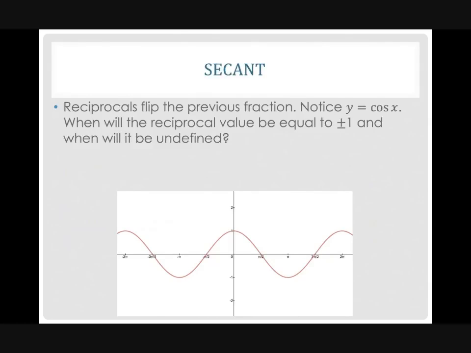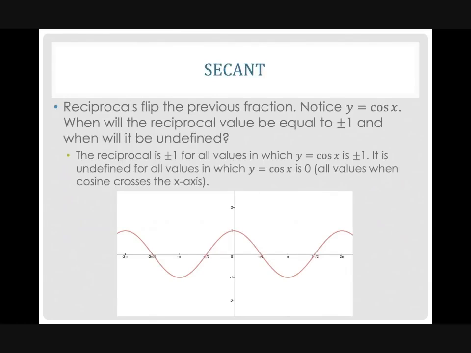When will the reciprocal value be equal to 1 or negative 1, and when will it be undefined? Well, the reciprocal is plus or minus 1 for all values in which cosine of x is plus or minus 1. It is undefined for all values in which y is equal to cosine of x is 0. And this means all times when cosine crosses the x-axis.